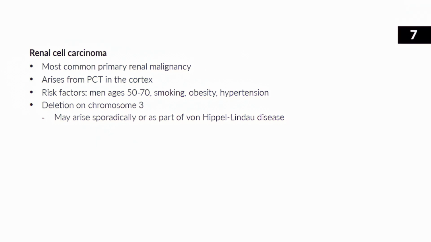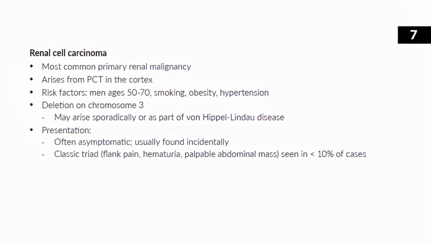Von Hippel-Lindau causes a variety of tumors, such as hemangioblastomas, renal cell carcinoma, and pheochromocytoma, even in childhood. These cancers are often asymptomatic, and these days they're usually found incidentally, but they may cause a classic triad of flank pain, hematuria, and a palpable abdominal mass. Now that's considered the classic triad, but it's actually seen in fewer than 10% of patients. But patients may have one or two of those symptoms.